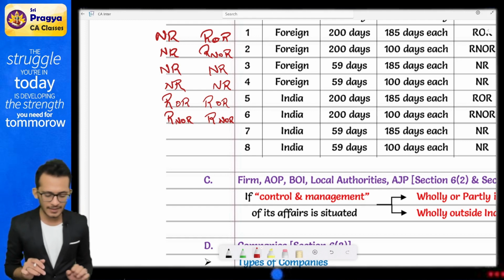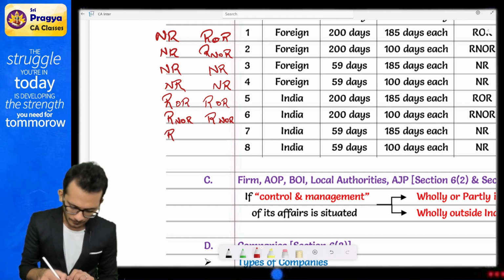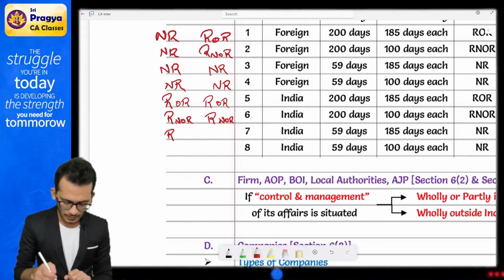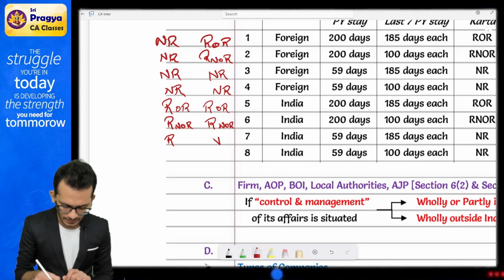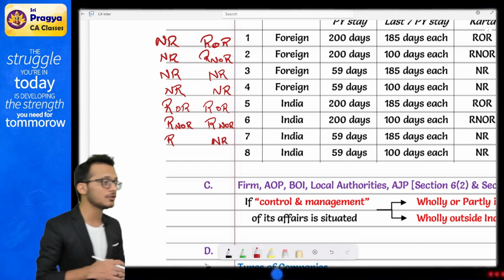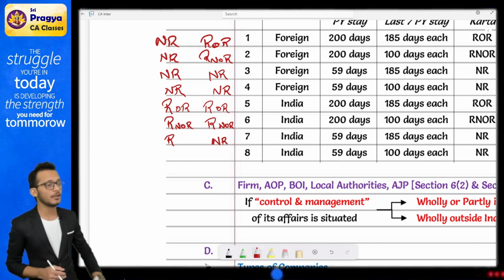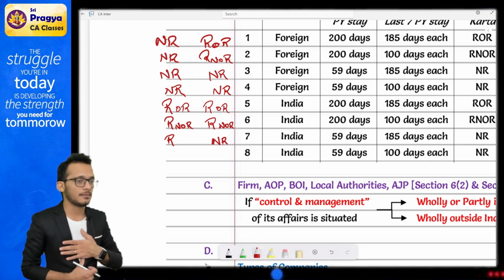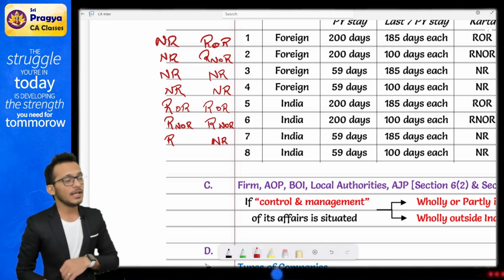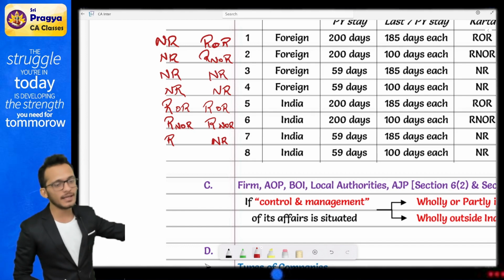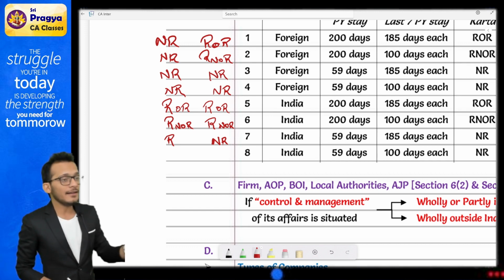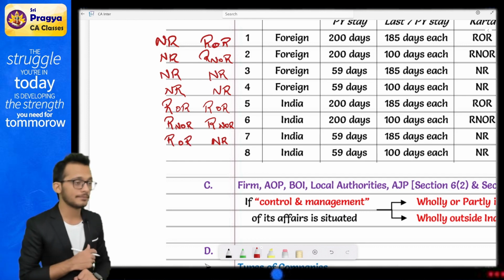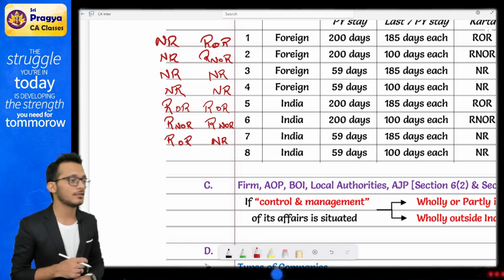Coming to the next one, they are saying you are in India, therefore HUF is R. Karta is staying for 59 days, which means Karta has become NR. But because Karta is NR, I now need to decide what happens to the HUF. Can HUF become NR because of this? No. HUF still is R. I will assume that the Karta was R. If the Karta was R, what happens in the last 7 years? He has been there for 185 days, which means had he been an R, he would have been ROR. HUF will become ROR. Yes or no?